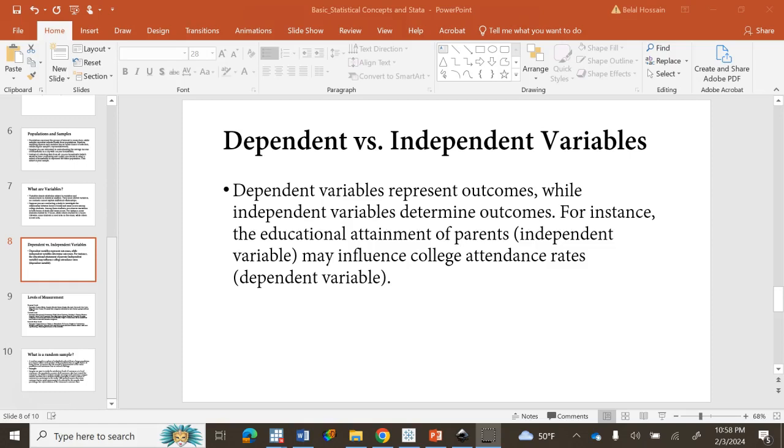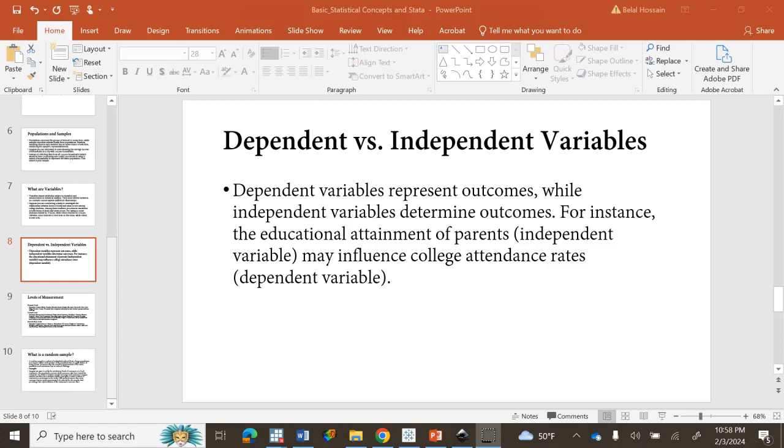So what is being influenced in the example that I have given here? For instance, the educational attainment of parents may influence college attendance rates, because with higher levels of education, they have higher levels of awareness about sending their kids to college, right? So parental education is influencing the college attendance rates.